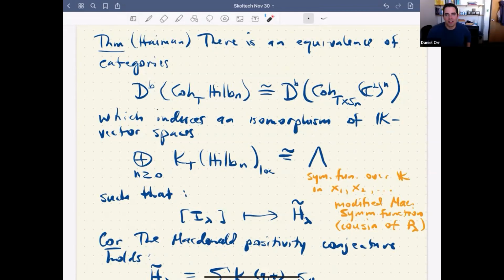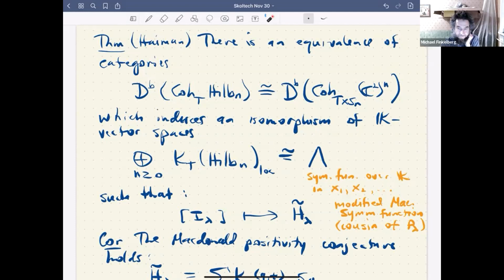Right. But this existence was proved by Haiman. So probably a better way to say it is that Haiman proved this vector bundle exists, this thing called the Procesi bundle on the Hilbert scheme. And then from knowing that it is a vector bundle, you get this equivalence. It induces this equivalence. Yeah, so I think I was trying to avoid talking about the Procesi bundle, but maybe that was a mistake here. So Haiman's result makes use of the Bridgeland-King-Reid result by means of this Procesi bundle.